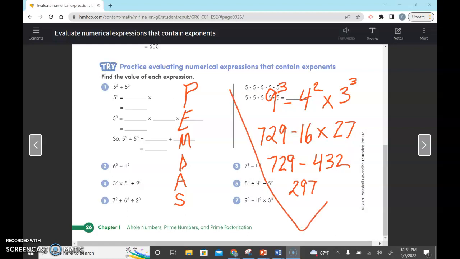You can see once again, it makes a nice big slice of pizza there. Who doesn't like pizza, especially during math? So 297 is the answer of that problem.